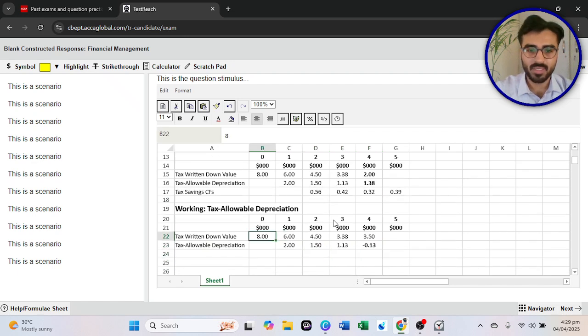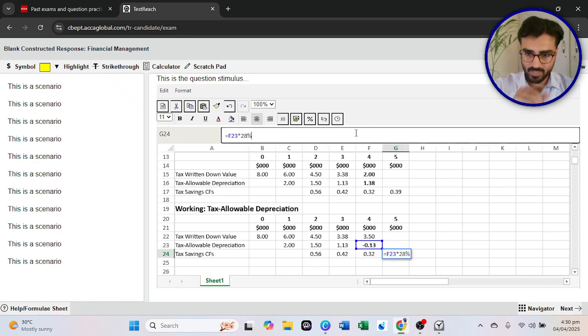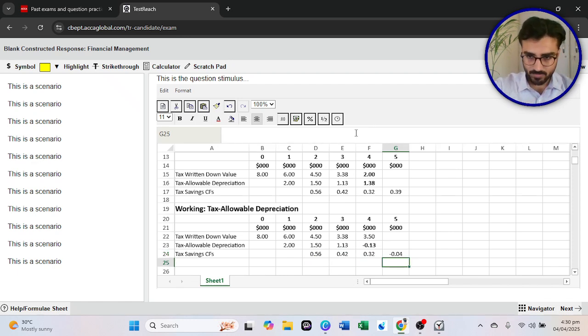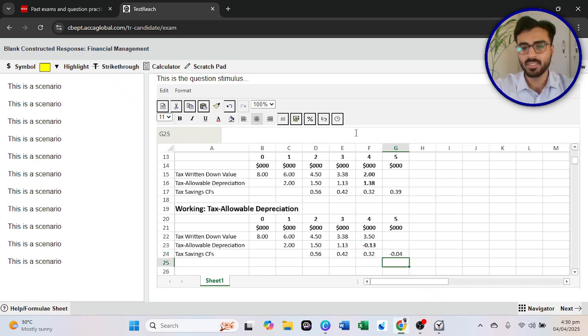So now let's do the tax savings cash flows. So 2 multiplied by 28%, the corporation tax rate, and then copy paste to the following cells. You see tax savings cash flow is also showing as a negative figure, which is correct because of course the figure was in itself negative. So of course we didn't save any tax, but rather we needed to pay additional tax.